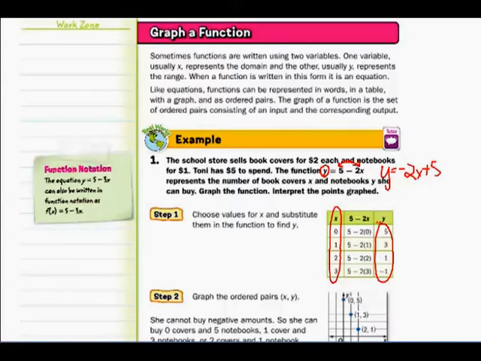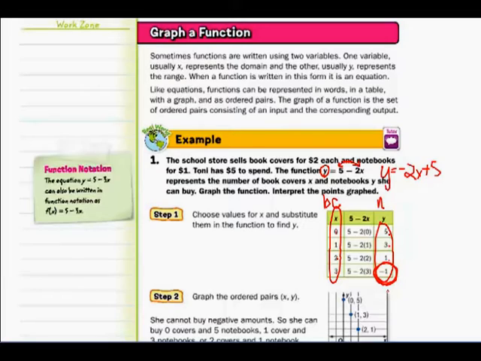We said that x were book covers and y was notebooks. What if she buys 0 book covers, she could buy 5 notebooks. If she only bought 1 book cover, she could buy 3 notebooks. If she only bought 2 book covers, she would buy 1. But if she bought 3, she wouldn't be able to buy any because there's not enough left over for her to buy that. Okay, she'd be minus $1.